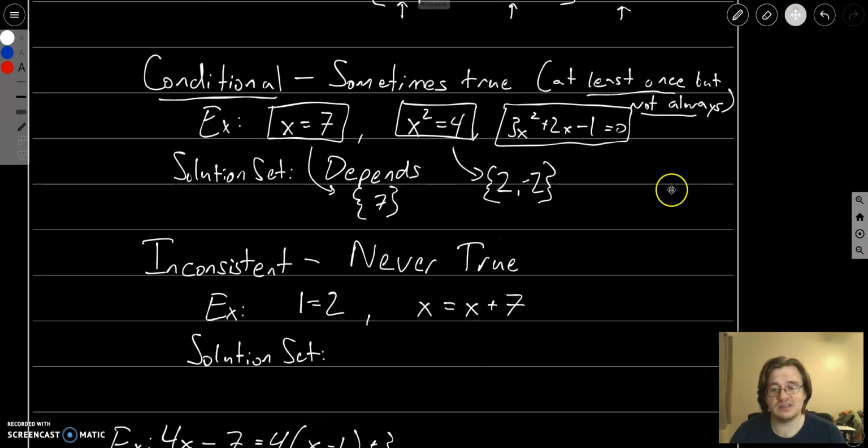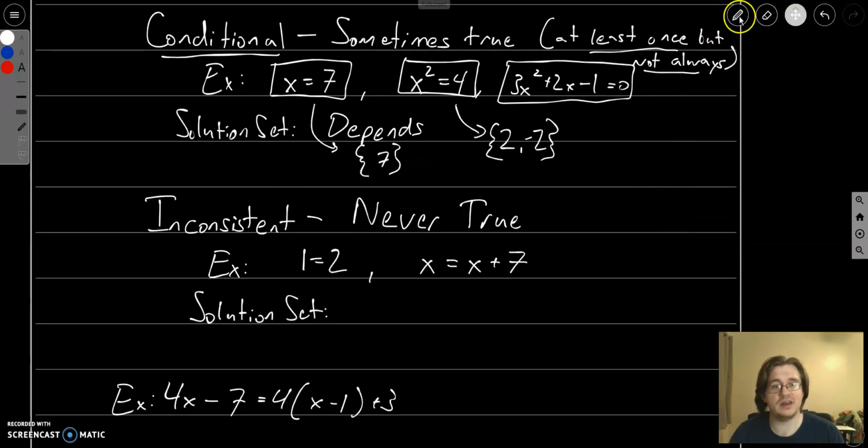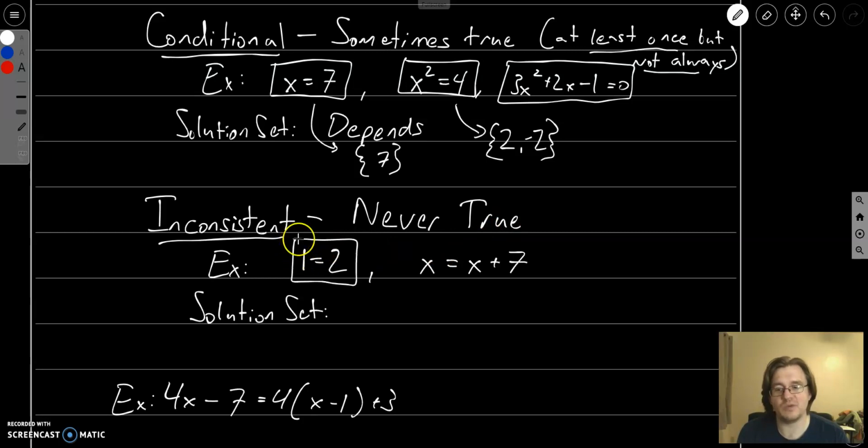The last situation is when the equation is never true, and this is called being inconsistent. An example: if I were to say 1 is equal to 2, well, that's simply false. So this is never true. If x is 1, 1 is still not equal to 2. If x is negative 13 halves, 1 is still not equal to 2. So this is simply never true.